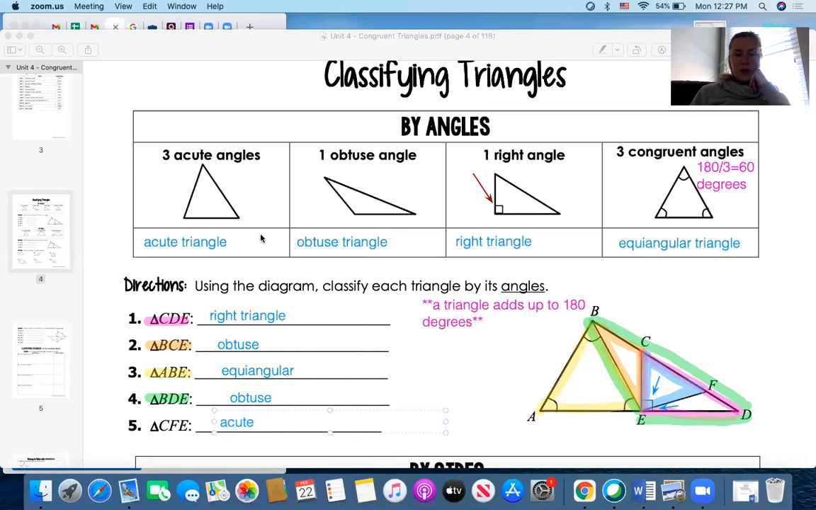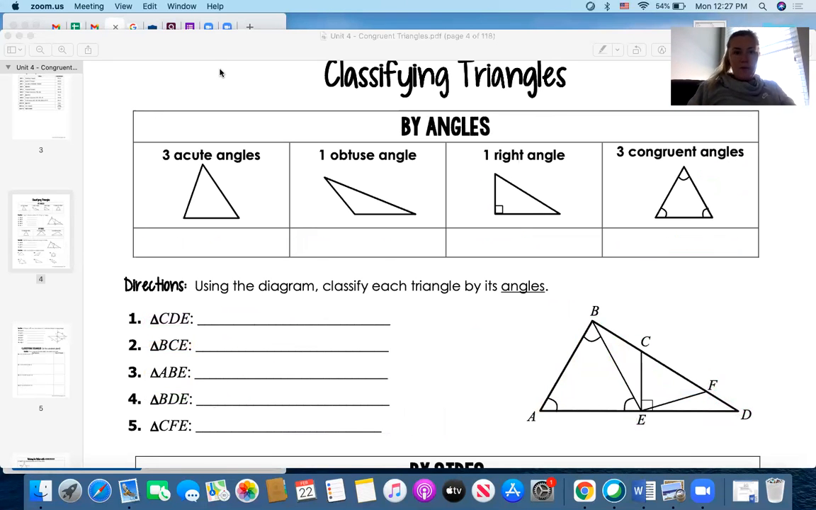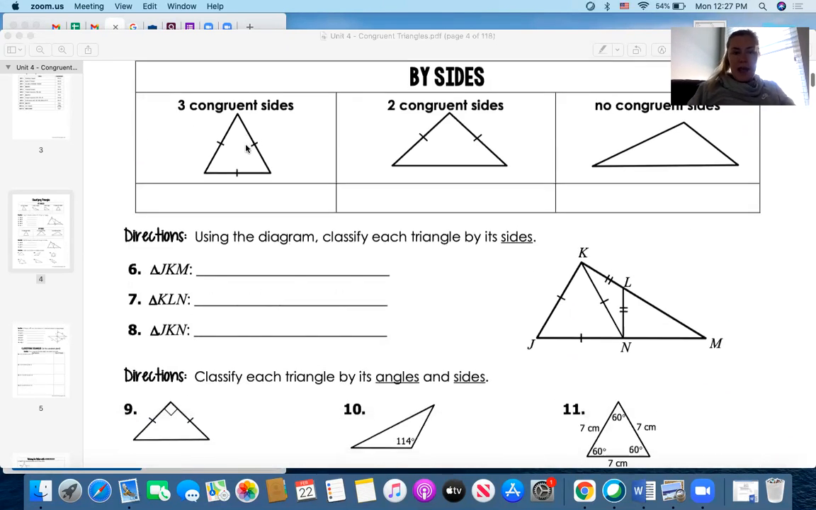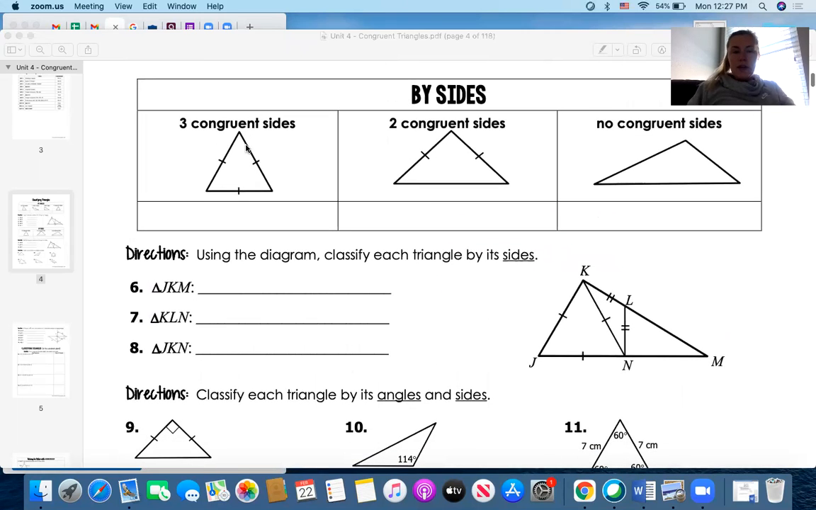So far what we've done is we've looked at triangles by their angles, and now we're gonna look at them by their sides. And then after that, we'll combine and look at both together. So that was their angles. Now we have sides. Something that has 3 congruent sides is gonna be equilateral. Anytime something is equal angular, it's automatically equilateral. And anytime something is equilateral, it's automatically equal angular.